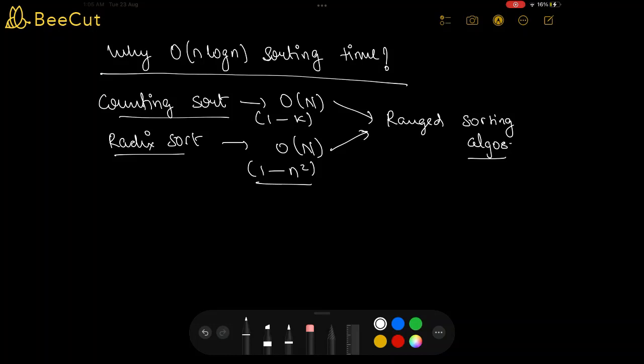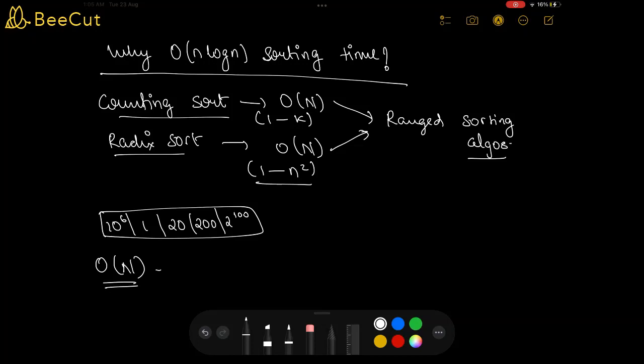But what if I want to sort an array where the elements are random? For example, if this element is 10 to the power 6, this is 1, this is 20, this is say 200, and this is, let's say, 2 to the power 100. These numbers are random, and obviously they are not in 1 to k or 1 to n squared, they are beyond them. So which algorithm will I be using, and is it even possible to find an algorithm which can sort this array in O(n) time? We'll find out in this video.